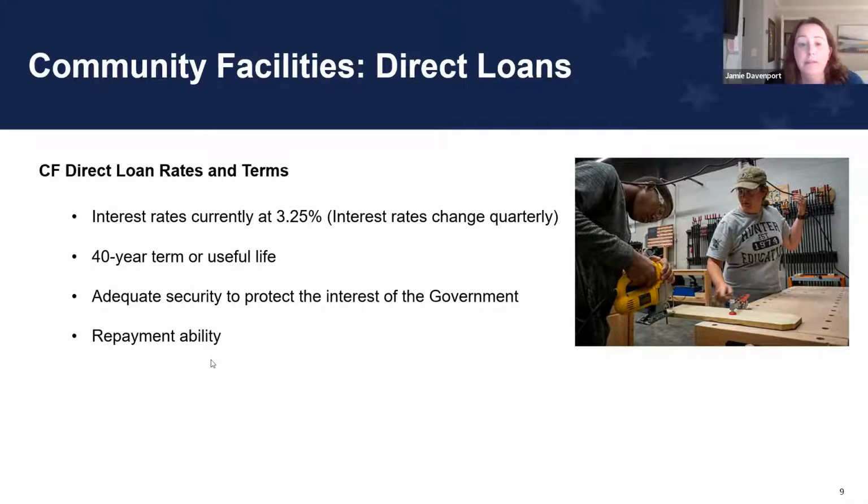Finally, we look at repayment ability. We do a fairly significant underwriting analysis of the financial capability of the organization that we're lending to ensure repayment. We do look at feasibility studies, look at projections for colleges. We'll definitely be looking at historical enrollment compared to projected enrollment to ensure that the loan can be repaid over time.